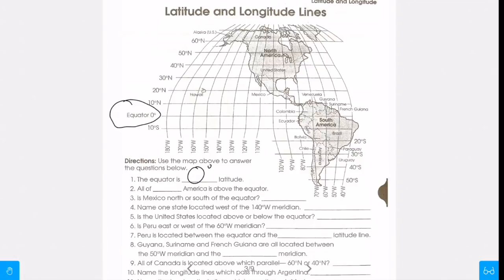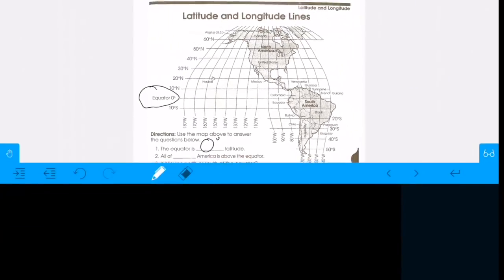Do not be tricked on number 4 when it says name one state west of the 140th west meridian. It's not like a state that you have to guess. It very clearly says that it is the name of the state.